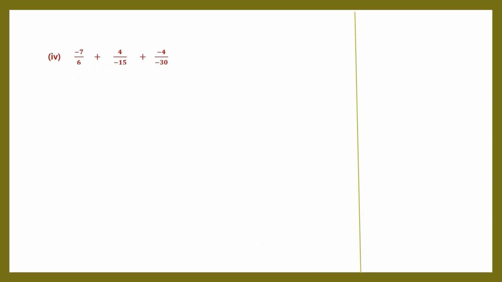Question 4. So again here, have a look at the denominators first. This is positive, this is negative. So we're going to make this positive and this also positive. So we're going to take it from here and put it on top. Now here you have a minus sign in the numerator as well as the denominator, so you can cancel both. So now let's rewrite our question. Minus 7 by 6 plus minus 4 by 15 plus 4 by 30.